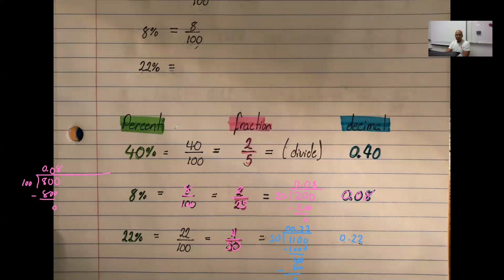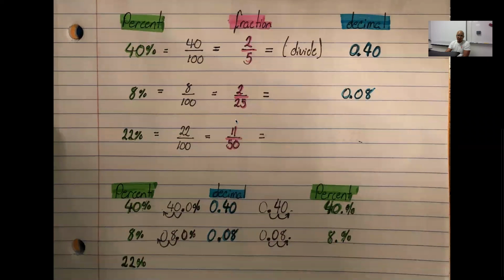So again, percent to fraction, percent is over 100, I simplify it. Fraction to decimal, all I have to do is divide. But what if I want to go straight from a percent to a decimal without turning it into a fraction? Do you all see a pattern between the percent and the decimal? Like 40%, 40 hundredths, 8%, 8 hundredths, 22%, 22 hundredths. Notice that there's a hundredth in each one of those.